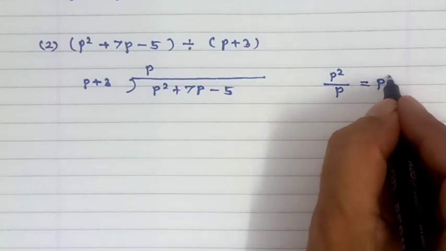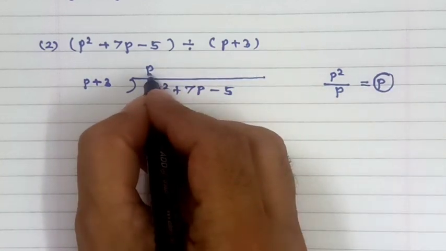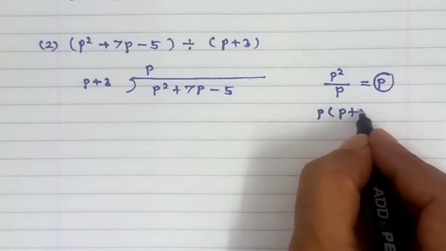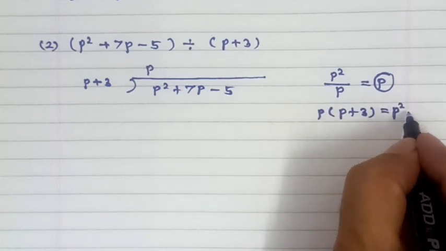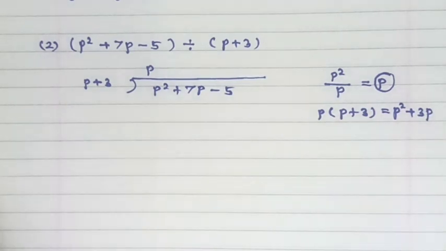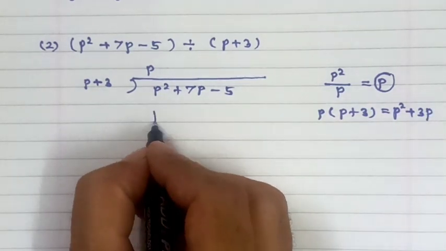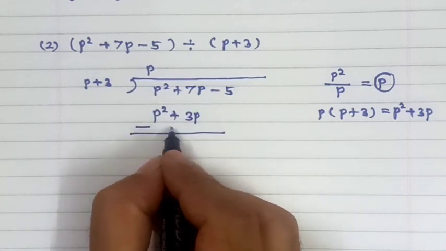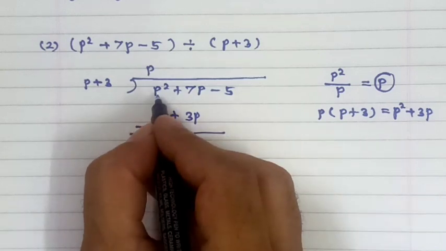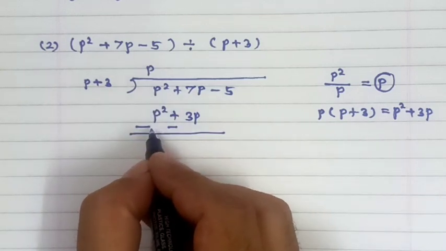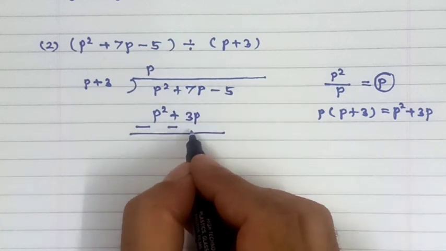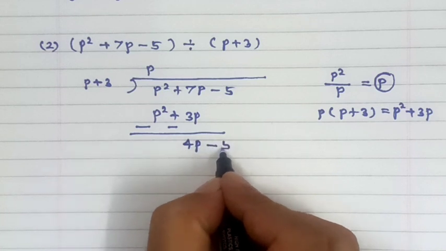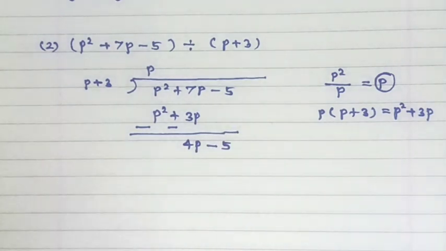So this p you have written here. Now this p you multiply by p plus 3, you will get p square plus 3p. So write down here p square plus 3p and subtract. When you subtract, p square minus p square is 0. No need of writing anything. 7p minus 3p is 4p. So write here 4p and minus 5.